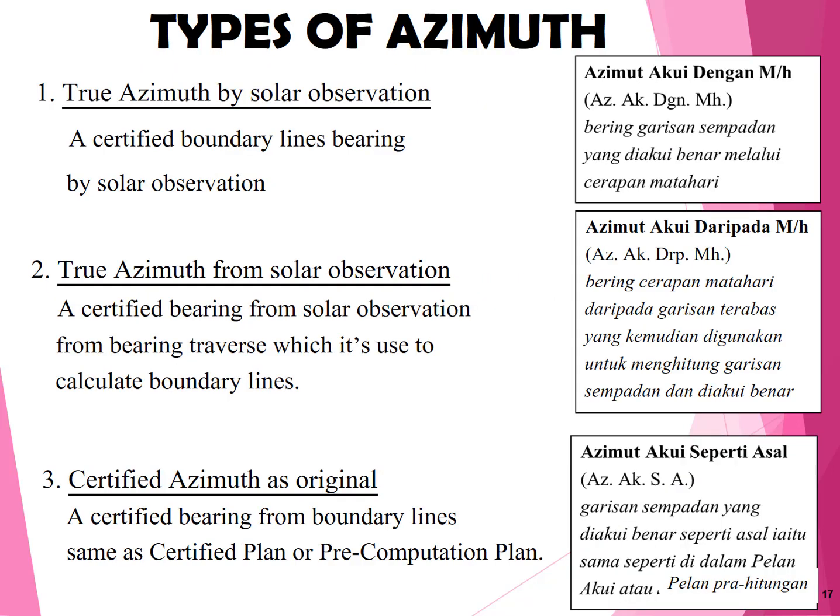Types of azimuth. First, certified azimuth by solar observation, a certified boundary lines bearing by solar observation. Second, certified azimuth from solar observation, a certified bearing from solar observation from bearing traverse, which is used to calculate boundary lines. Third, certified azimuth as original, a certified bearing from boundary lines same as the certified plan or pre-computation plan.